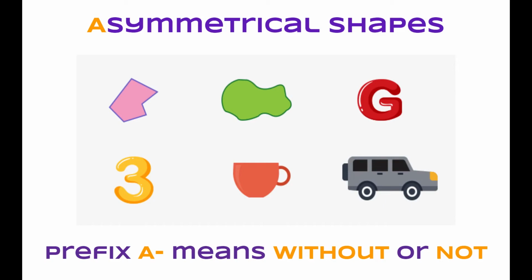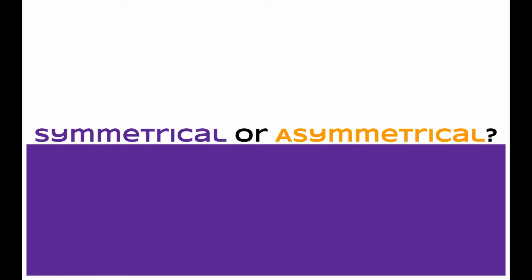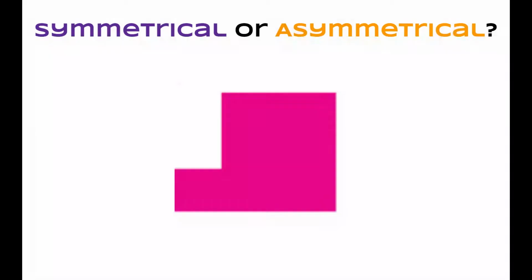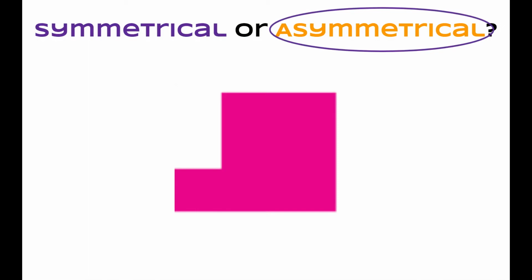Now, are you ready for a game? It's time to play symmetrical or asymmetrical. I'm going to show you a shape and you should try to guess if it's symmetrical or asymmetrical. Are you ready? Let's go. Consider this shape. Is it symmetrical or asymmetrical? It's asymmetrical because there's no clear line where we could divide the shape in half and have two sides that are exactly the same. Okay, get ready for the next one.